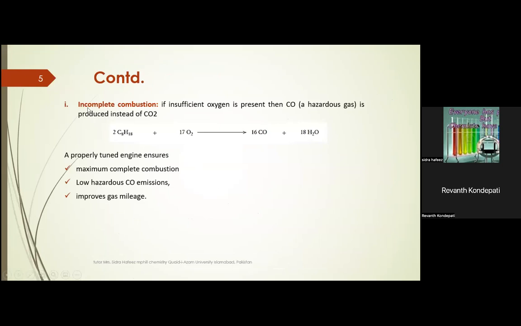But there is another type of combustion which can be possible in gasoline, known as incomplete combustion, and it is possible only if insufficient oxygen is present. Then CO, carbon monoxide, a hazardous gas, is produced instead of CO2. C8H18, octane, reacts with a limited supply of oxygen and produces carbon monoxide instead of carbon dioxide, a hazardous gas, with water molecules. So we can conclude that a properly tuned engine shows maximum complete combustion, low hazardous CO emission, and improved gas mileage. It means it does not produce any sharp metallic sound.